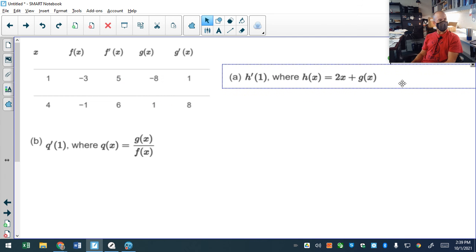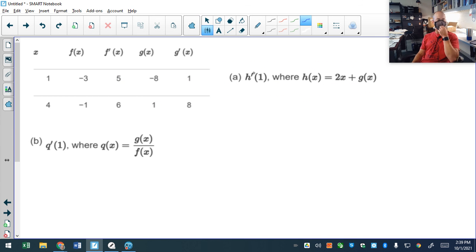All right. So they want you to find h prime of 1, and they gave you h, not h prime. The first thing I want to do is find out what is h prime of x. And when you're adding things like this, you do them completely independently. So I'm going to start with 2x. What is the derivative of 2x? 2. Then I move on, plus the derivative of g, which would be g prime of x.